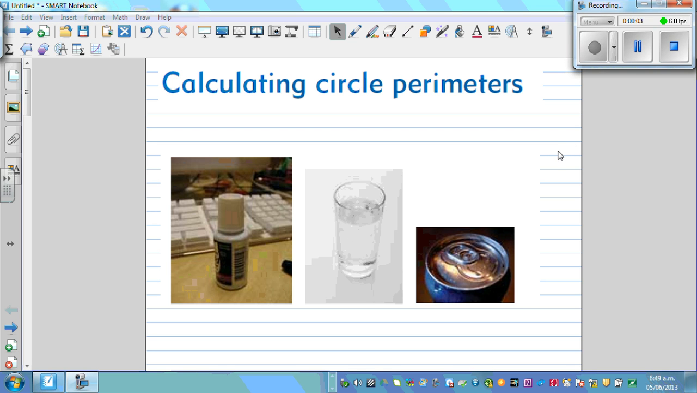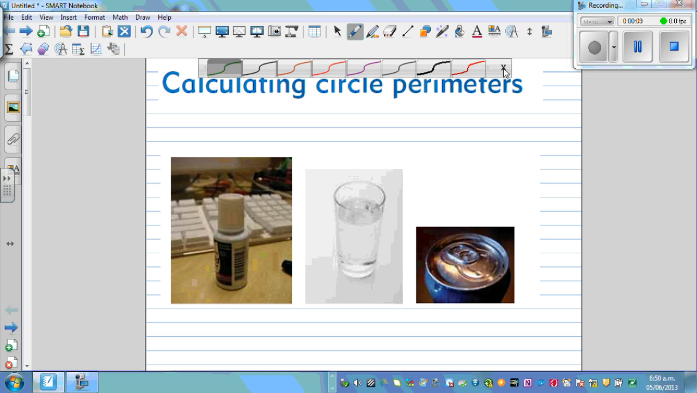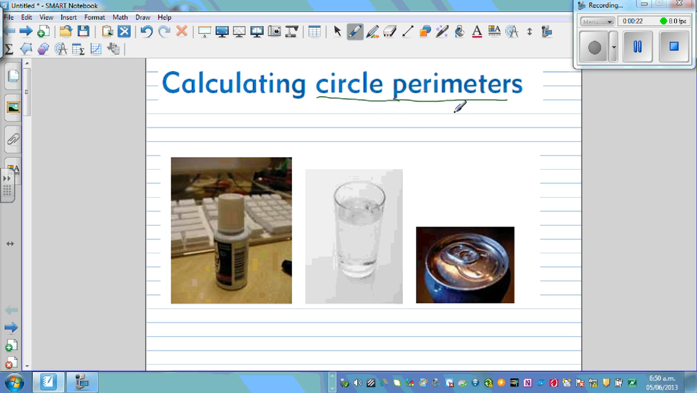Calculating circle perimeter. Different shapes or objects have circular shapes, for example the top of this glass is circular. So if you want to find the perimeter of a circle or circular shape, circle perimeter has a word which is called circumference.